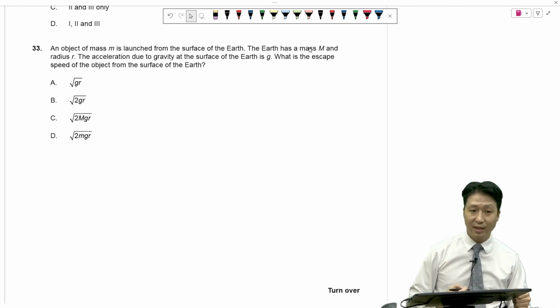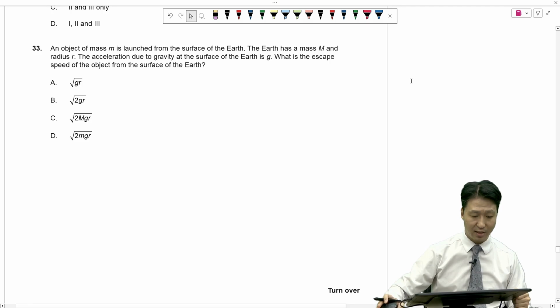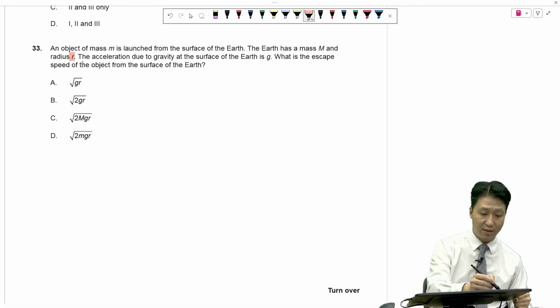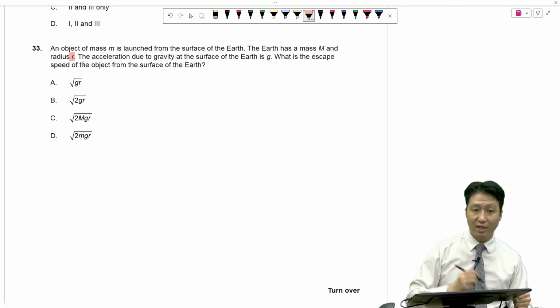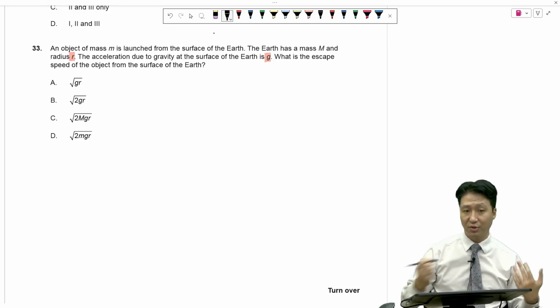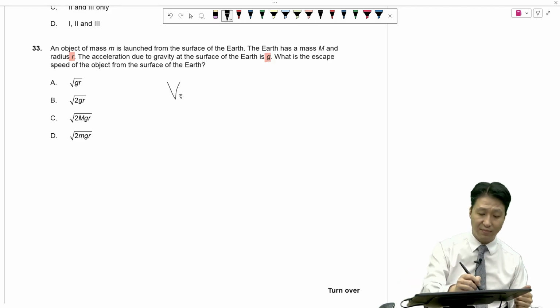Number 33, an object of mass lowercase m is launched from the surface of the Earth. The Earth has a mass of capital M and radius r. The acceleration due to gravity at the surface of the Earth is g, lowercase. What is the escape speed of the object from the surface of the Earth? Well, if you look at the physics booklet in chapter 10, it does give you an equation for the escape velocity.